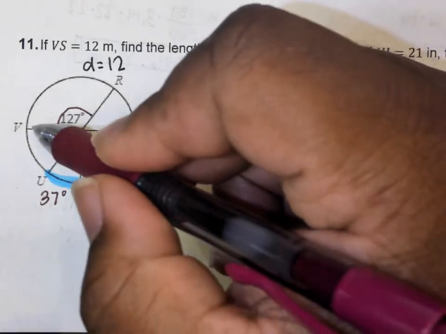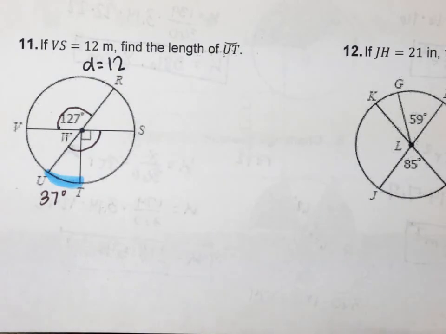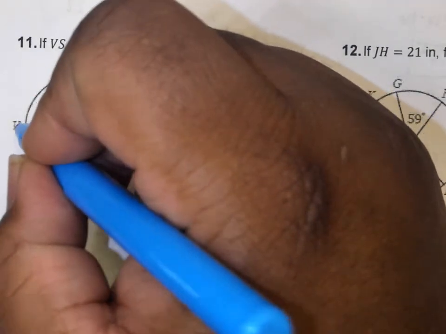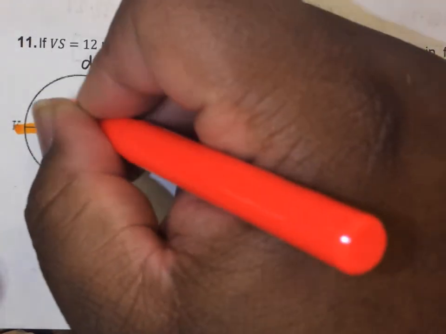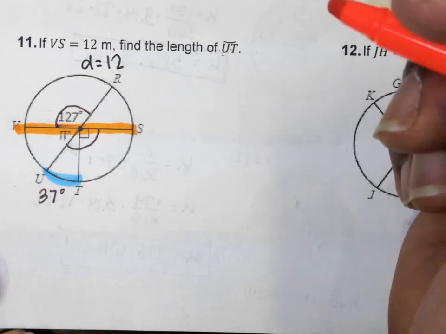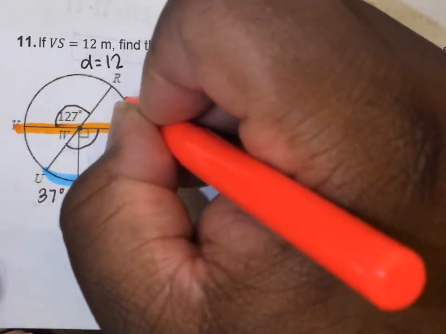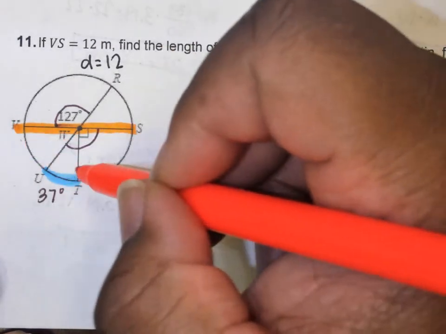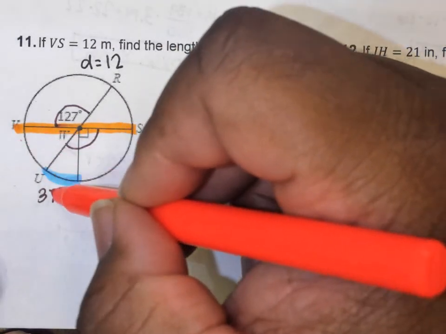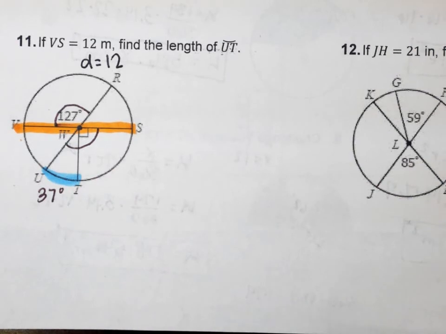You could go straight line, yeah. You can do a straight line in the middle, BS, and then you say 180 minus 127, you get what, 53? And you say 53 here and 53 here, and then you'll know that this is 90 and 90, so 90 minus 53 will give you 37. That's another way to go about it.